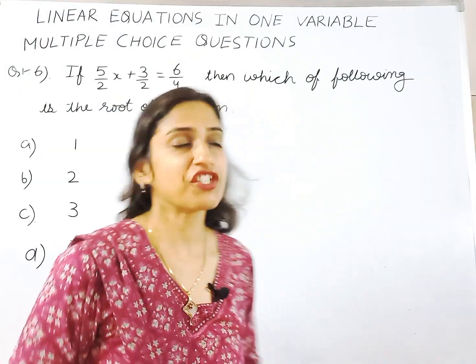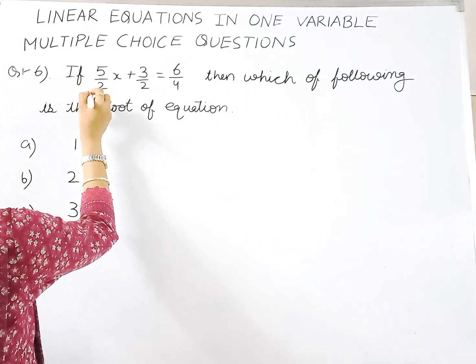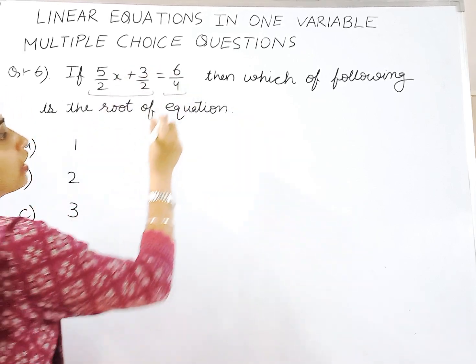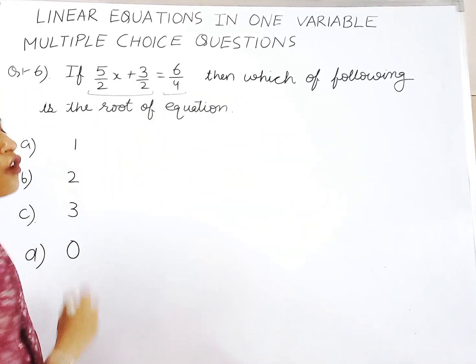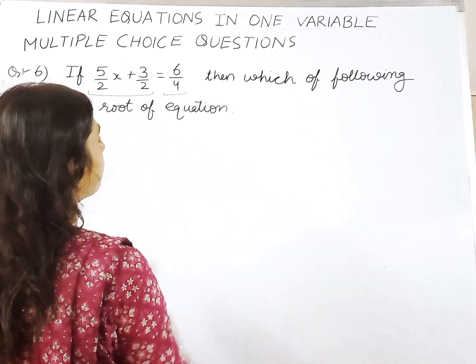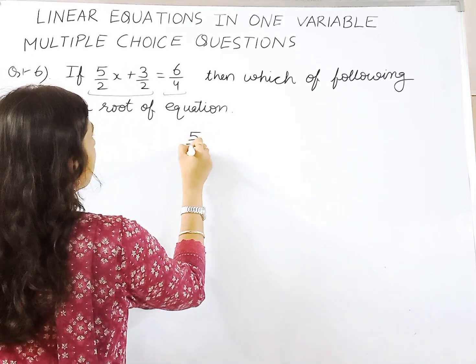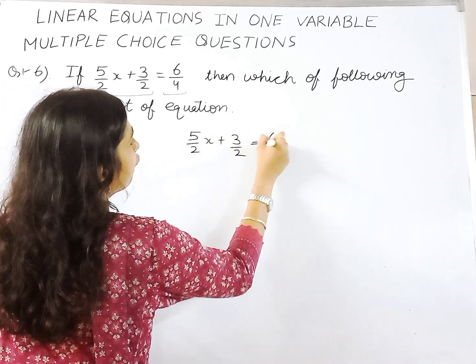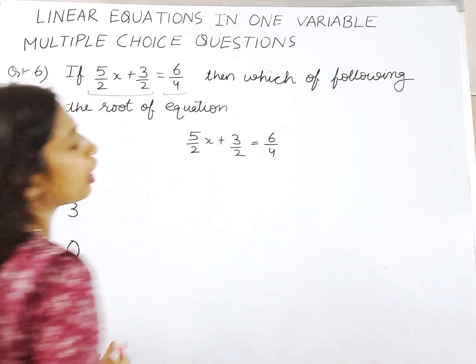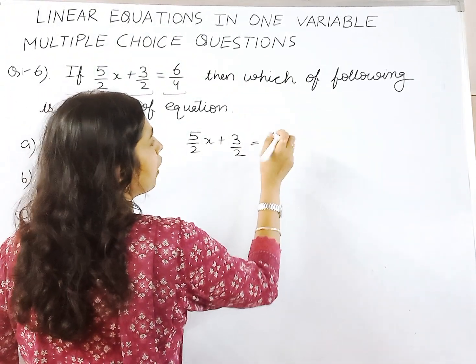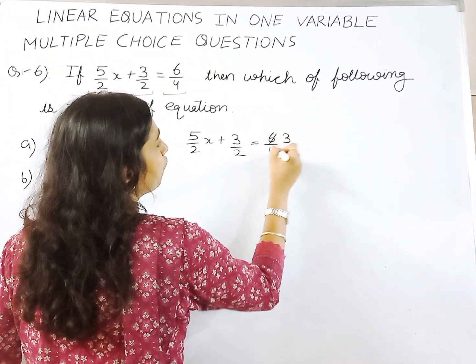Our next question is: if 5 by 2x plus 3 by 2 is equal to 6 by 4, then which of the following is the root of the equation? We have been given this equation, 5 by 2x plus 3 by 2 is equal to 6 by 4, and we have to find the value of x from this equation. So first of all, this 6 by 4 can be written as 3 by 2.